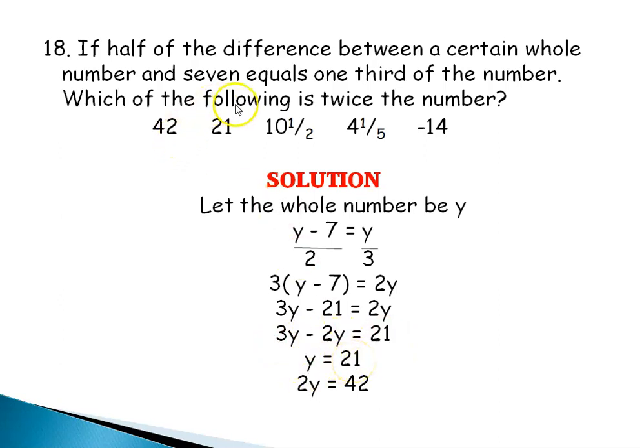Now the question is saying, which of the following is twice the number? If the number is 21, twice the number is 2 times 21, and that is 42. So this is the number that is twice the number. Is that okay? Very good.